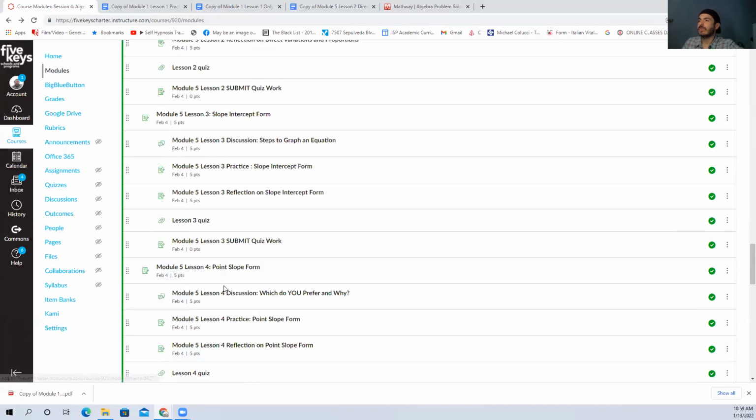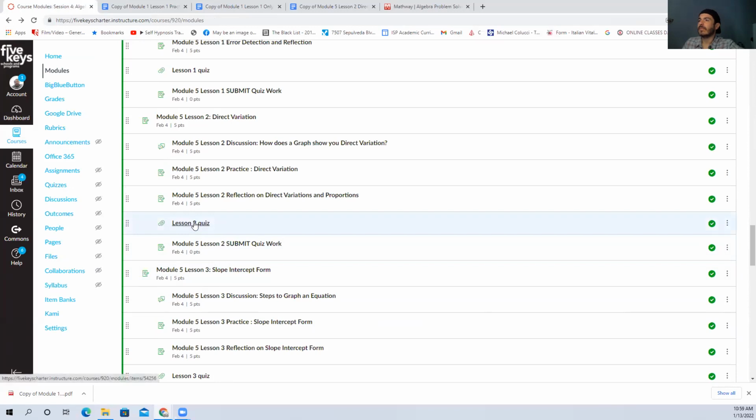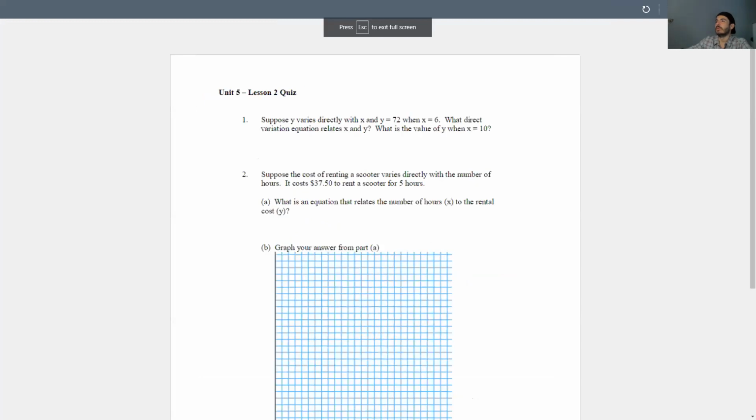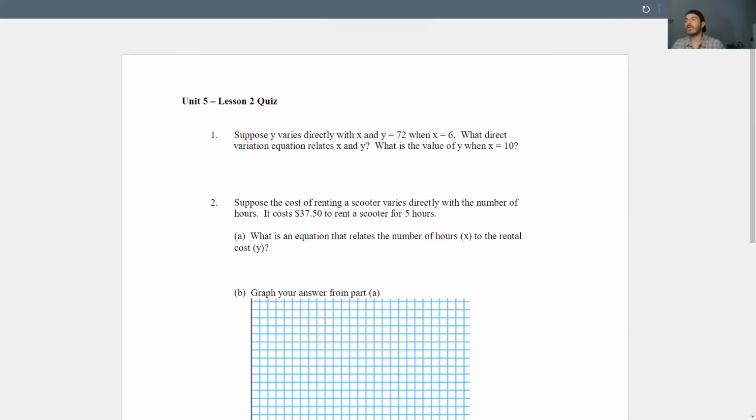Module 5, lesson 2, we're doing direct variation. Let's see if this makes more sense. Suppose y varies directly with x and y is equal to 72 when x is 6. What direct variation equation relates x and y? What is the value of y when x is 10? Okay, 2 parts of the question. What direct variation equation relates x and y? What is the value of y when x is equal to 10?